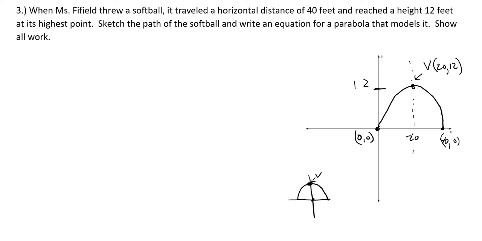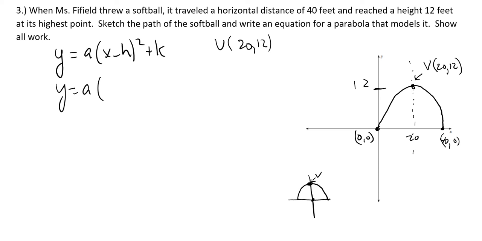All right, so that's our model, and now we want to write an equation for this. Well, we know the graphing form is y equals a times (x minus h) squared plus k. And we know the vertex is (20, 12). So now I can plug this in, and I get y equals a times (x minus 20) squared plus 12. Now, the problem is this equation isn't complete because we don't know what a is.